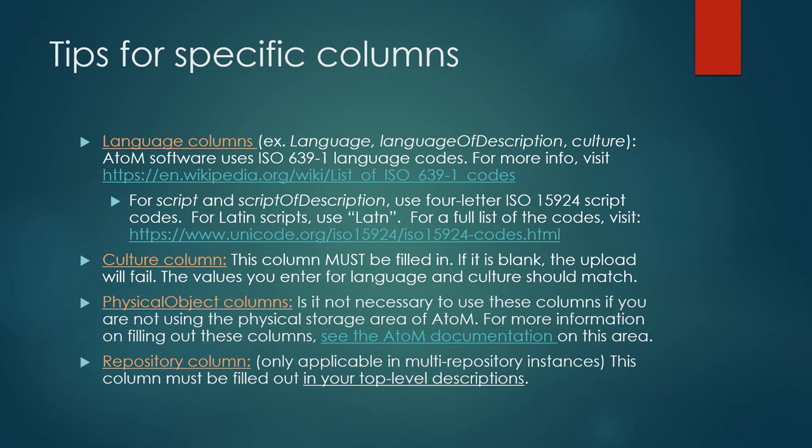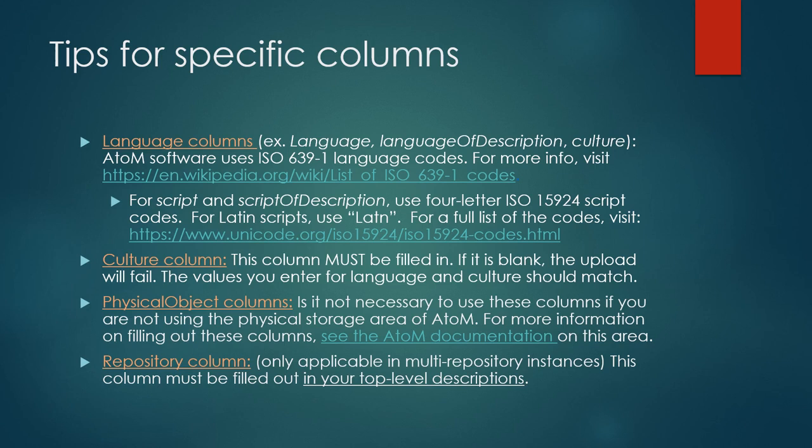So here are other tips for some specific columns. For the language columns, they're using language codes, and then for the script and script description columns, they're going to be using 4-letter ISO script codes, and just make sure that you're getting the right codes that you need for these particular columns. And there are some links to the ones that are available. Just as an example, for us, it's EN for English, FR for French in our language and language of description and culture. And then in the script columns, it would be Latin, which is LATN, which applies to both French and English. So those are some tips of where to find that information.